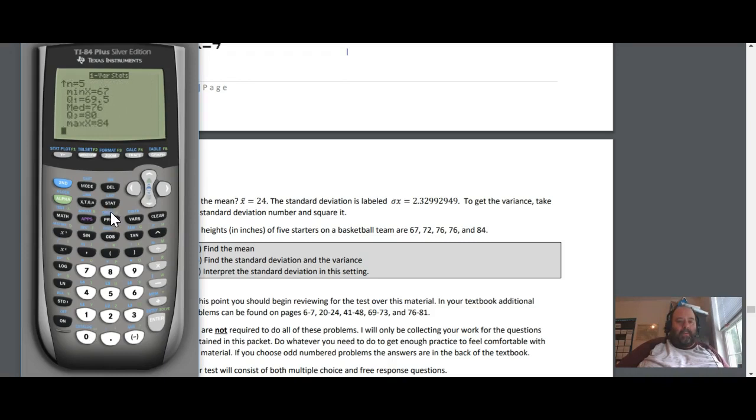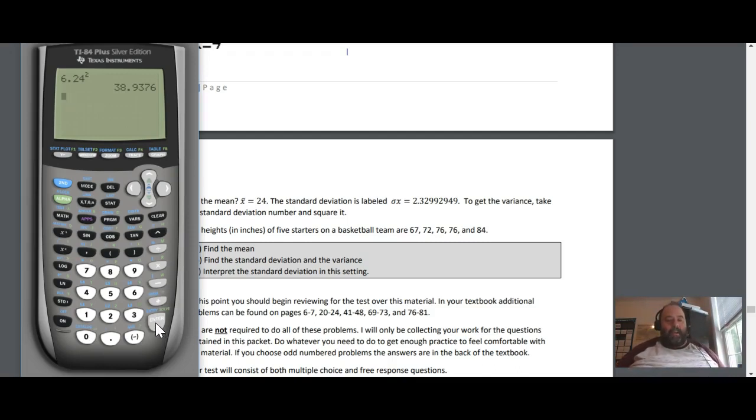Now, it asks me for the variance, right? So we have the standard deviation being 6.24. The variance is actually just the square of the standard deviation. So if I take 6.24 and square that, that actually gives me the variance, which is around 38.9.